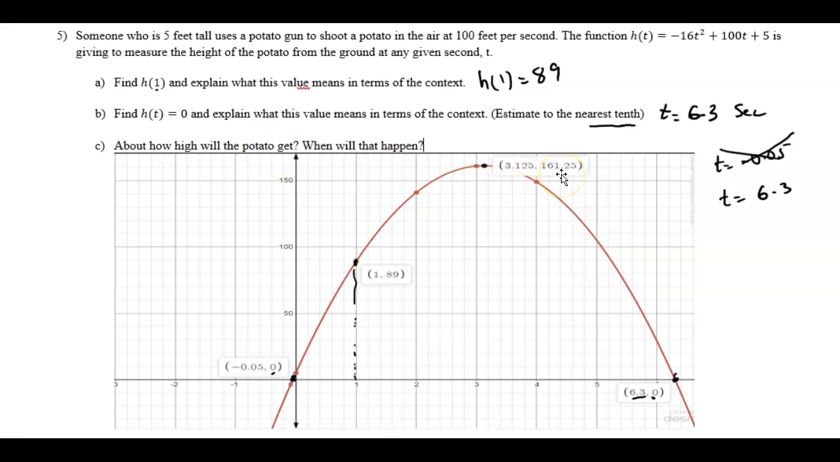So when they ask about how high the potato will get, it will get 161.25 feet. That's the maximum height. At what time? When will that happen? So that's the time, at 3.125 seconds. So the potato will get 161.25 feet at 3.125 seconds.